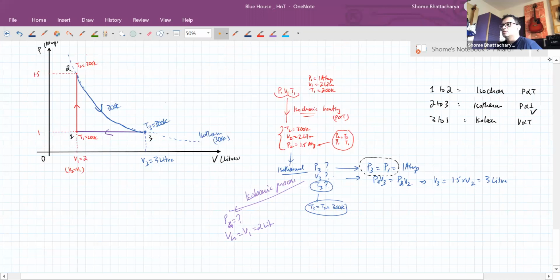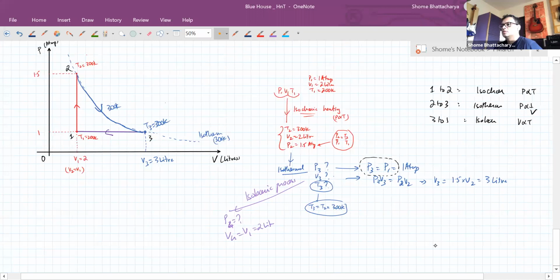So this is what we are. So this is the second. So we have found out the states. Okay, so P1, V1, T1. The initial state was 1 atmosphere, 2 liters, 200 kelvins.